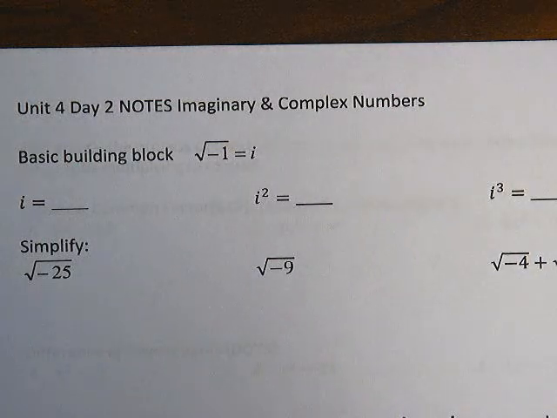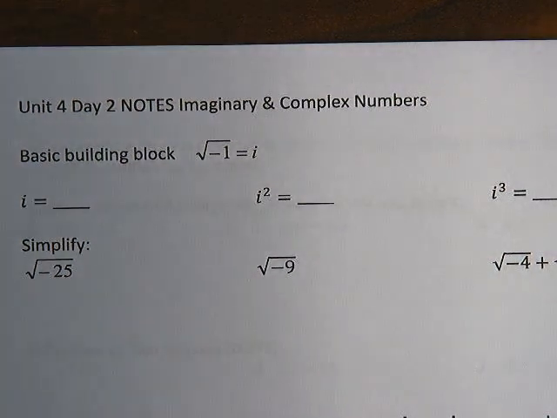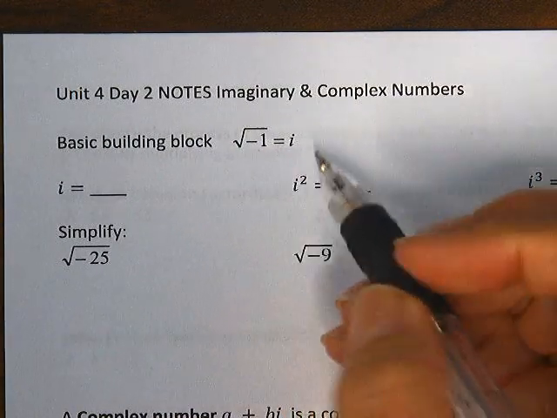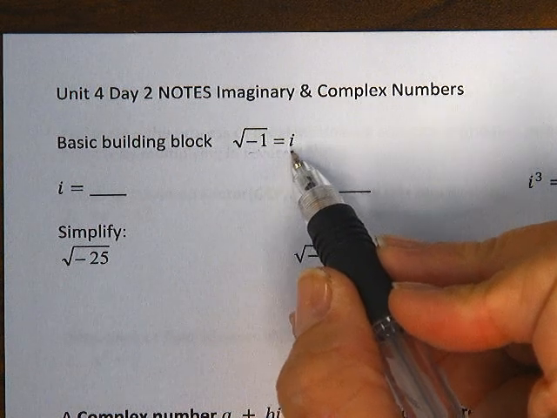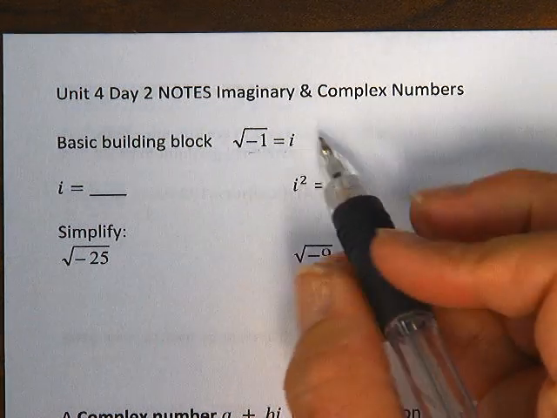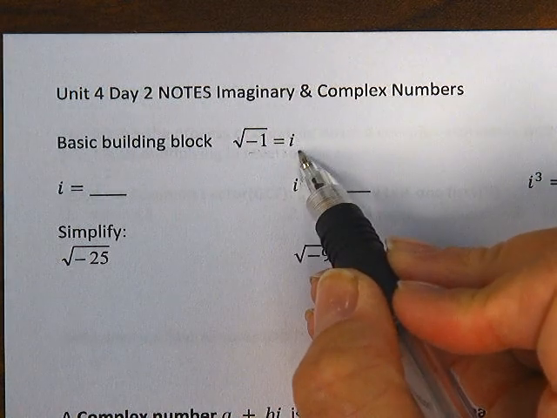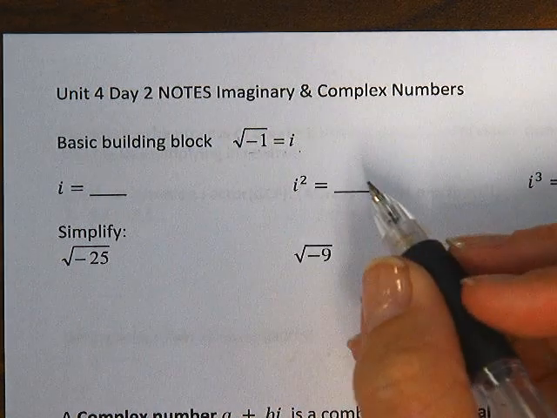Okay, welcome to Unit 4, Day 2. Today we're going to be learning about imaginary numbers, so numbers we've never seen before. And the building block of all these numbers is the square root of -1. I know in the past you've been told you cannot have a square root of -1, but today we're defining that. And we're saying let the square root of -1 equal i. So that's always a lowercase i.